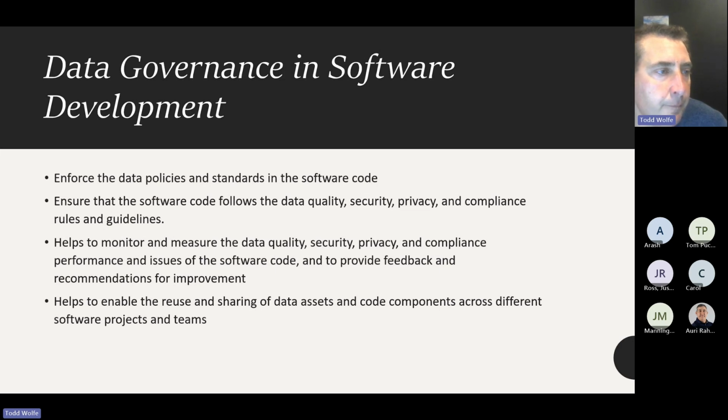But in addition to that, having data governance aspects considered, we're enforcing that policies and standards are there in our software code. We're ensuring the software code follows the quality, security, privacy, and compliance rules and guidelines, and it helps to monitor and measure the data quality, security, privacy, and compliance performance and issues of the software code to provide feedback and recommendations for improvement. We help to enable the reuse and sharing of data assets and code components across different software projects and teams.